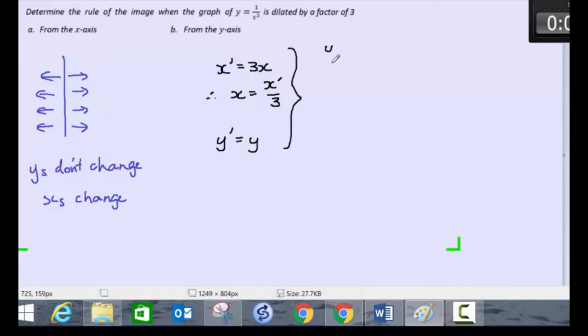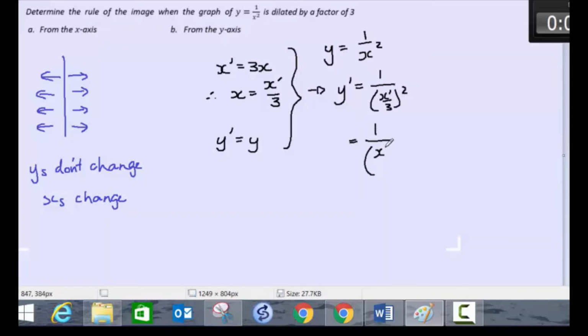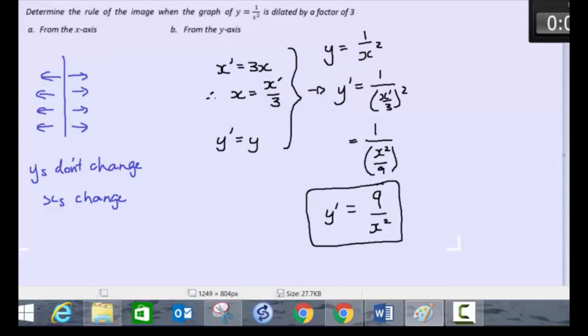So therefore y equals 1 over x squared will become y prime equals 1 over (x prime over 3) squared, which is 1 over x squared over 9, and therefore 9 over x squared, and that's my new y. So that's my transformed equation when it's dilated by a factor of 3 from the y-axis.